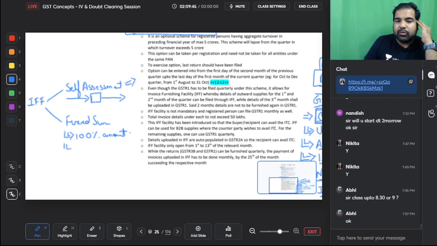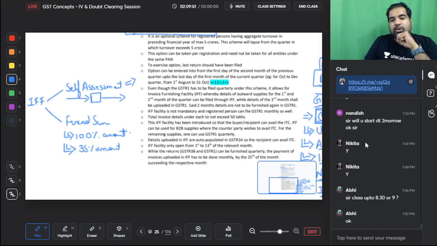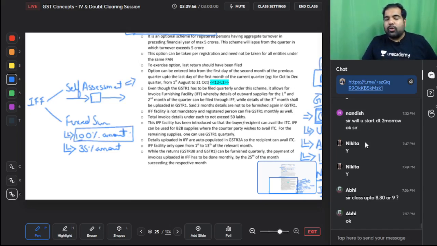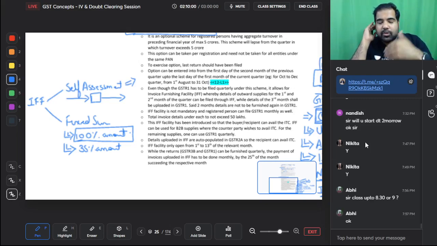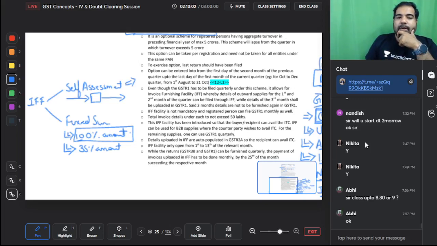So last month if you paid 10,000 cash, this time also you pay the same amount. And what if last time you filed a quarterly return, then this time you pay 35%. So if last time you filed a monthly return, pay 100% of the same, so you don't have to do any calculation. Last month, did you file IFF? Yes. How much did you pay? 10,000. Pay 10,000 now. But what if I filed a quarterly return? Then pay 35%. So in fixed sum, you don't have to do any calculation. Yes, it removes the burden of calculation.